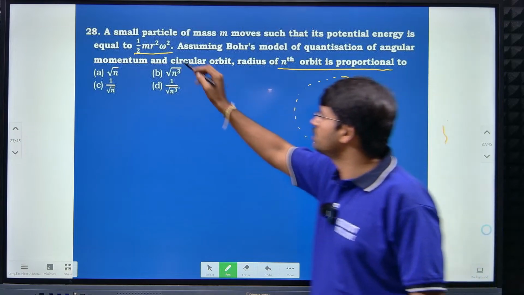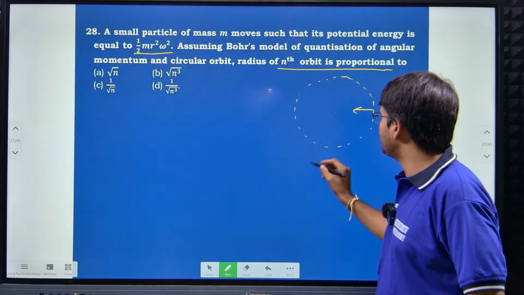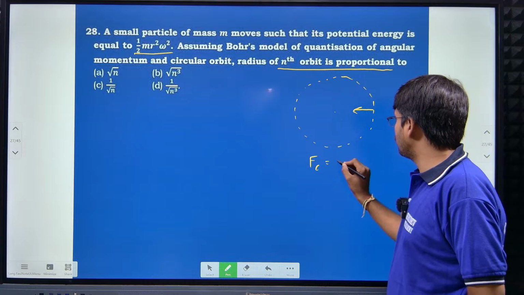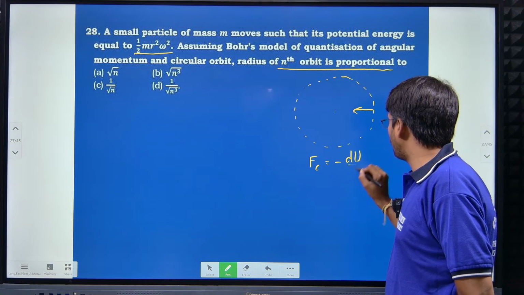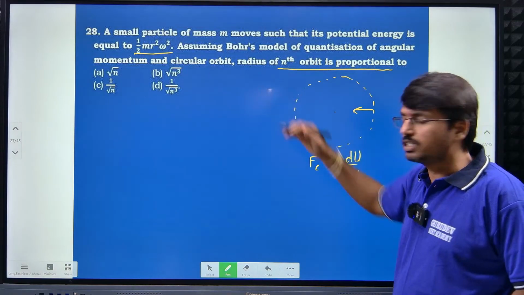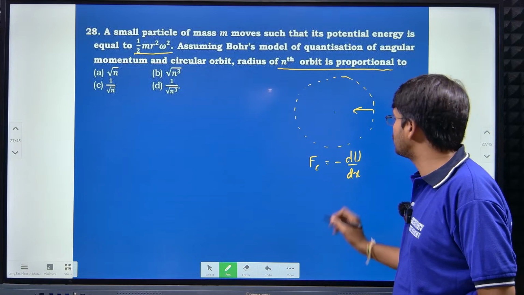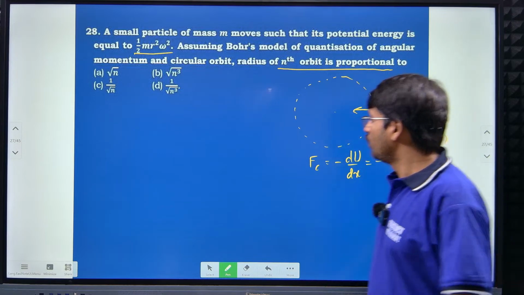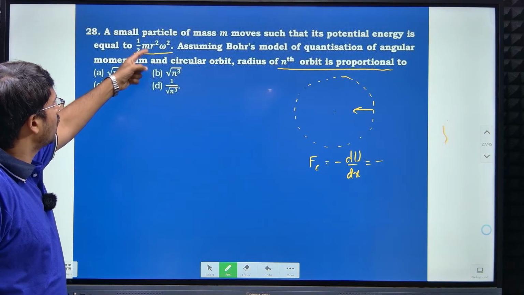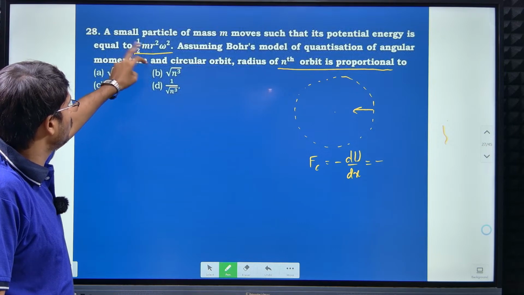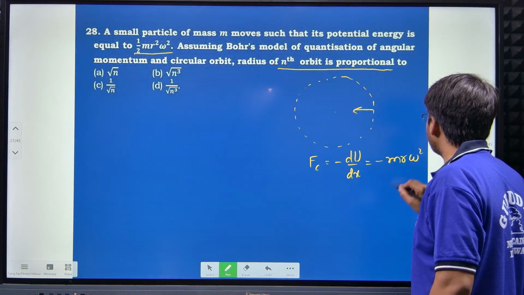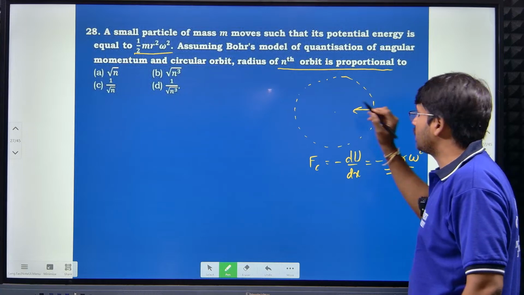So now we have to look at the potential energy. Using this, we can easily find the conservative force acting on this particle. What's the equation for the conservative force? That is minus du upon dx, the differentiation of u with respect to x. Here they have given it in terms of the radius, so we differentiate with respect to r. If you differentiate half m r square omega square, m omega square is a constant, so you differentiate r square, you get 2 r, the 2 gets cancelled, and we have m r omega square. That is actually the centripetal force, acting towards the center.